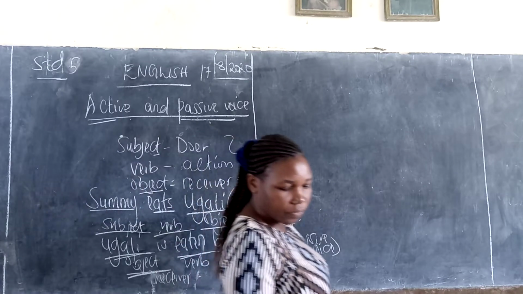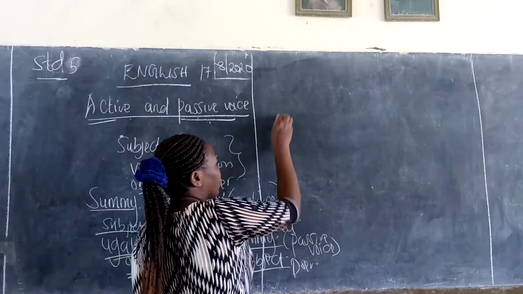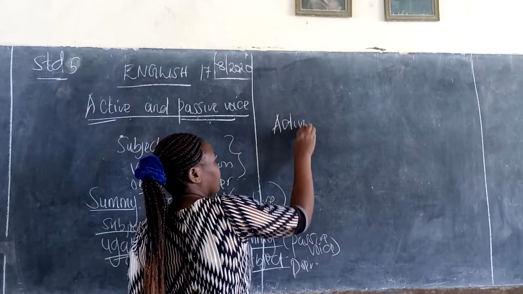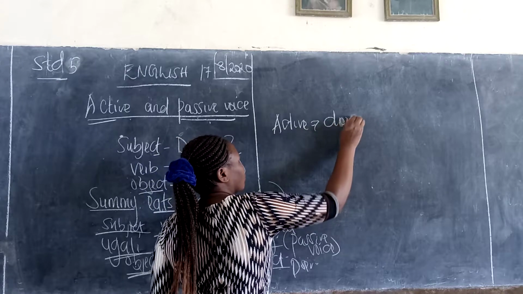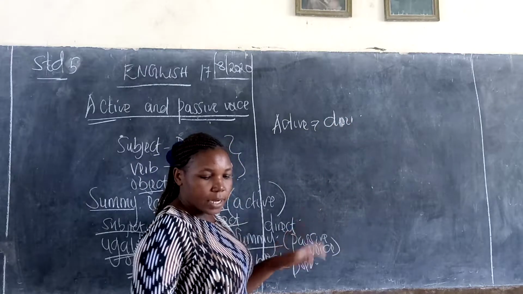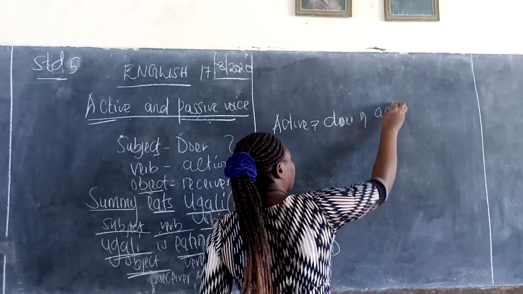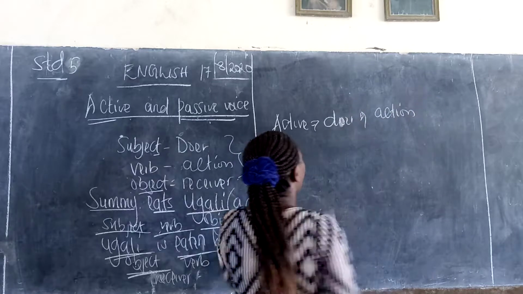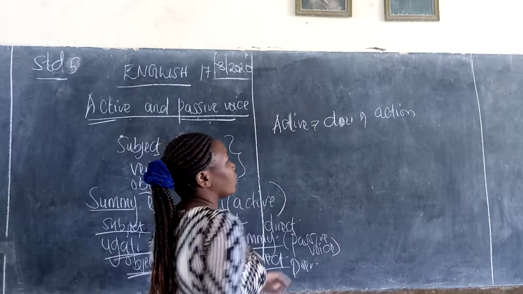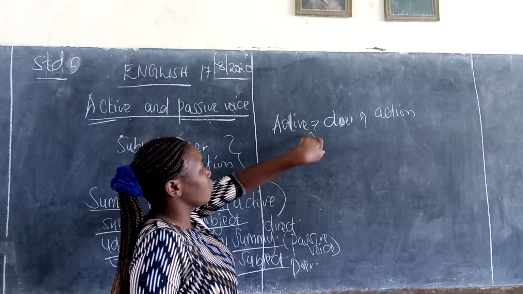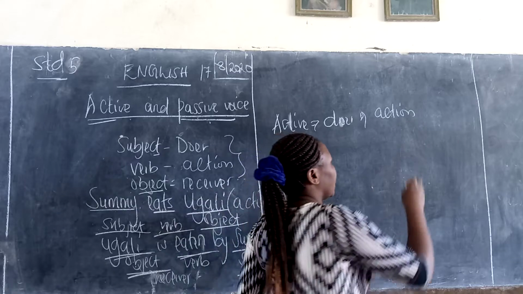So I give a statement. In active voice we start with the doer. When you're talking about active voice, we start our sentence with the doer of the action.